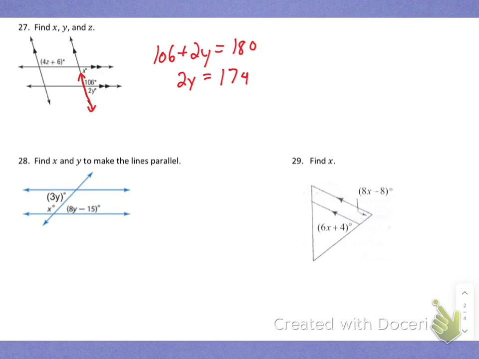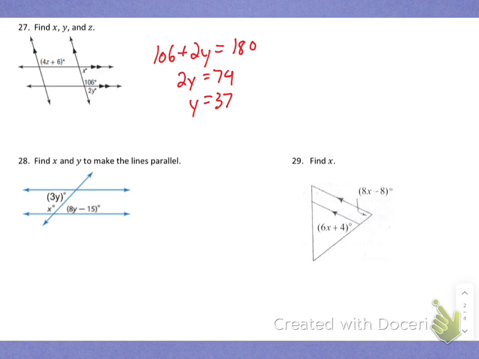Oh, 180 minus 106 is not 174, it's 74. Doing that mental math in my head wrong. So then I divide that by 2, and I get x, or I'm sorry, y is going to be equal to 37. All right, so now that I know that it's 37, I have same side interior between... let me erase this real quick. So I can know that this is 2y as well, but really either way is fine, okay?